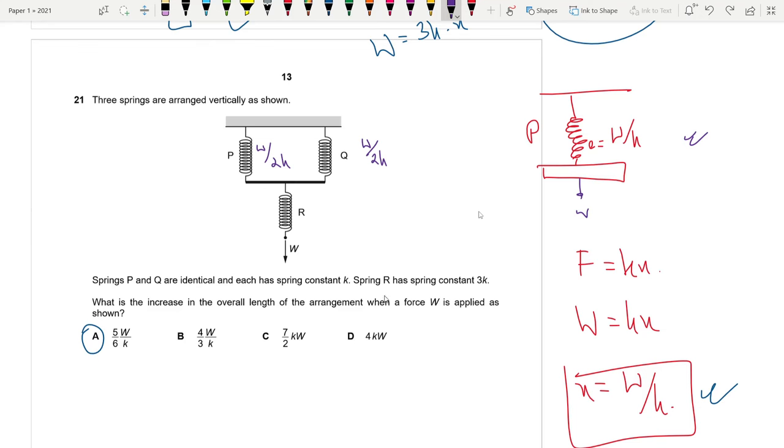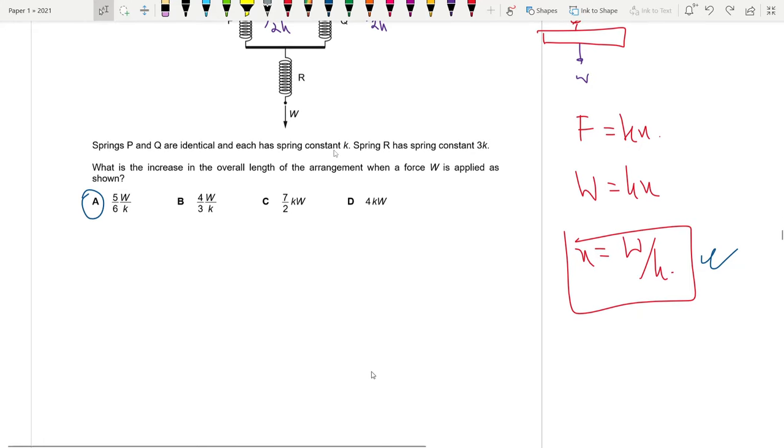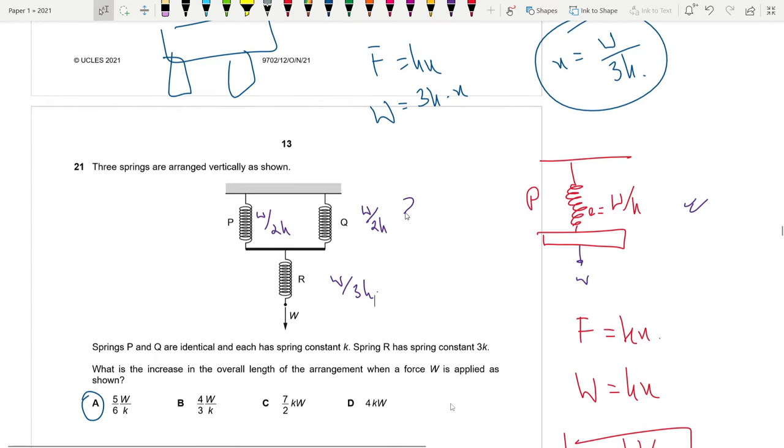Now check this out. R has a spring constant 3k. That means it's really stiff. So we know that F is equal to kx and extension is equal to the same force, but 3k, okay? Since there's no parallel setup here, it's going to experience the whole thing. So this one is going to be W by 3k. So what's the total extension actually? In this section, it's W by 2k. In this section, it's W by 3k, right?